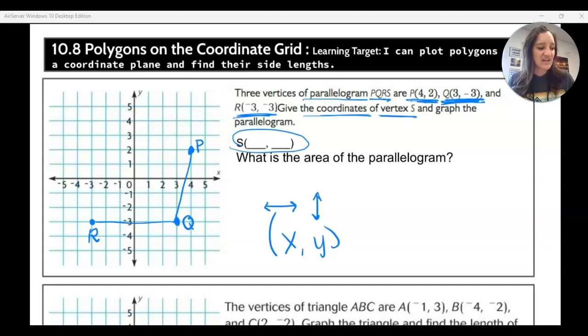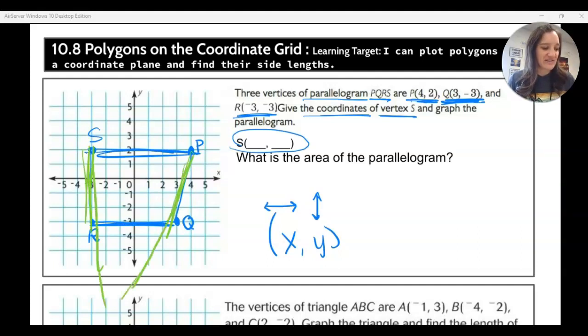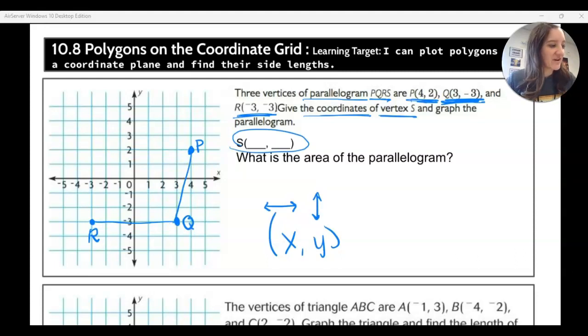Well, we can't just say, oh, this is S, right? Because if we were to label that, that turns out not being a parallelogram. These two sides are parallel, it's true, but these two sides are not parallel. They would end up connecting down here. So we've got to be a little more strategic in figuring out where S is.